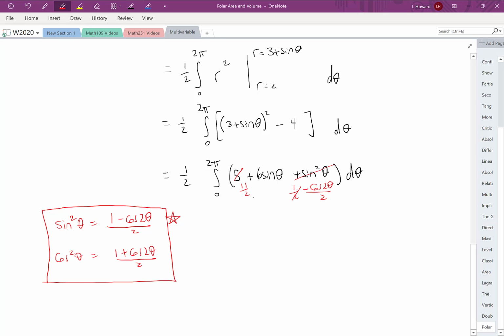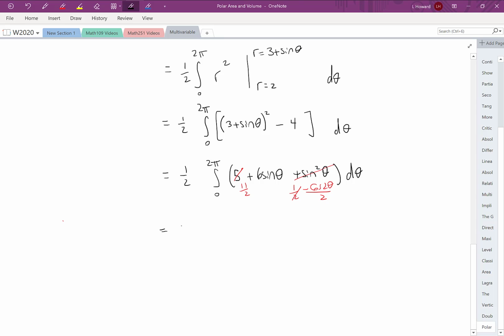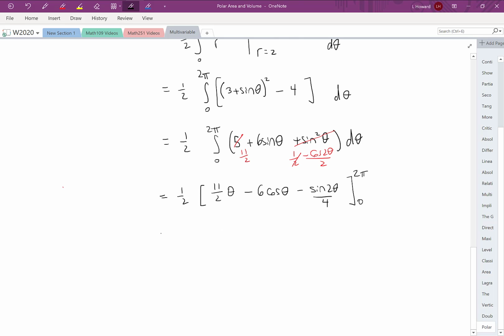So we're going to be integrating 11 halves plus 6 sine theta minus cos 2 theta over 2. We'll keep our half out in front here, and we can now do our integration. Integrating with respect to theta, we get 11 halves theta minus 6 cos theta, and then minus sine 2 theta over 4. And that needs to get evaluated at theta equals 2 pi, and then theta equals 0. Okay, so we're getting close to our answer here. Let's do our evaluation at this point.